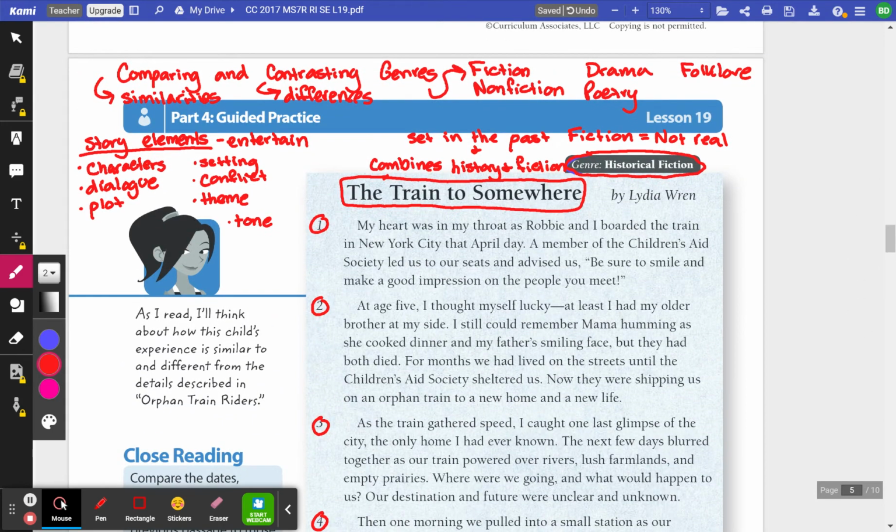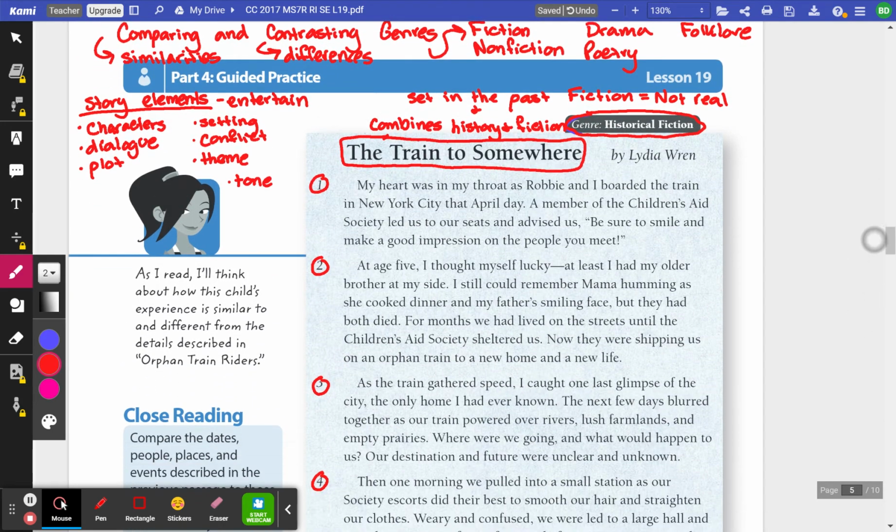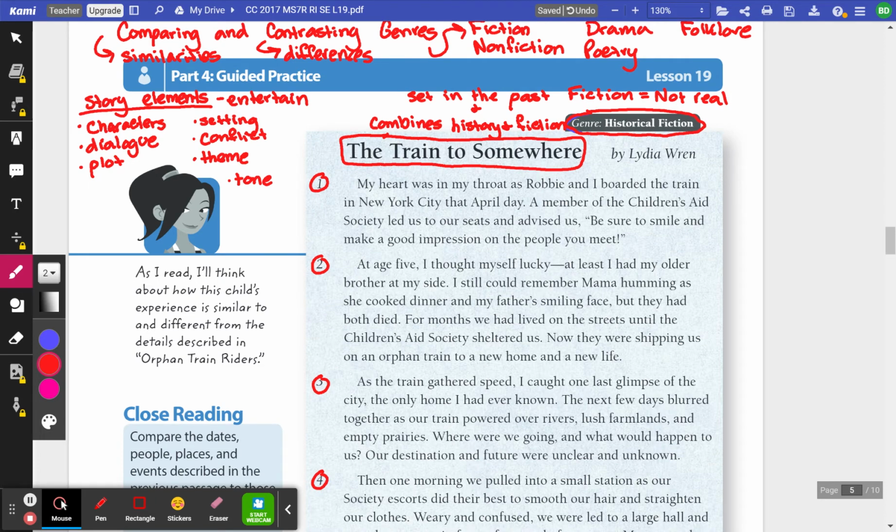So, before we actually get started reading, let's look at our study buddy and see what specifically our study buddy wants us to look for the first time that we read. So, the study buddy says, as I read, I will think about how this child's experience is similar to and different from the details described in Orphan Train Riders. So, Orphan Train Riders is the name of the nonfiction text that we just looked at on the previous page, the historical account.